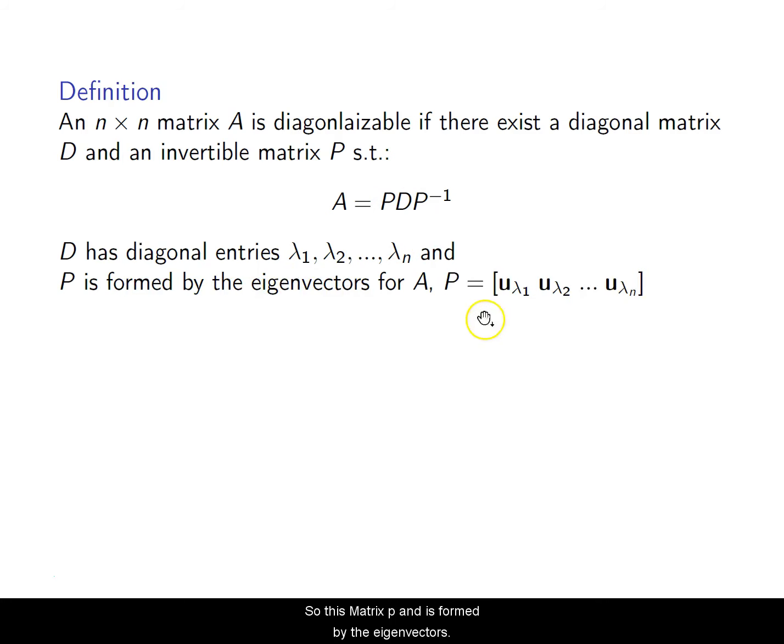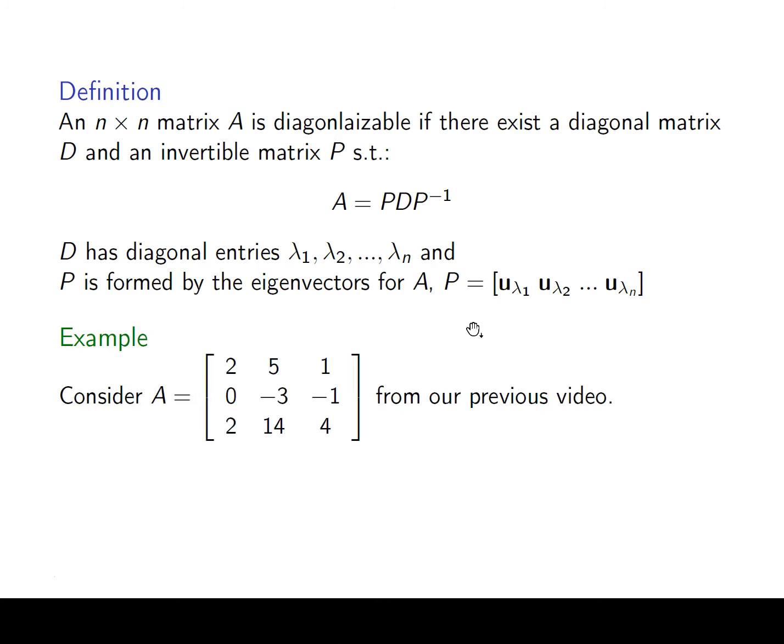This matrix P is formed by the eigenvectors associated with each eigenvalue. So I have lambda 1, lambda 2, up to lambda n, and notice that the eigenvectors go in the same order as I describe my eigenvalues. U lambda 1 is the eigenvector for the first eigenvalue, and so forth. We put these column vectors together to form a matrix, and that will be our matrix P.